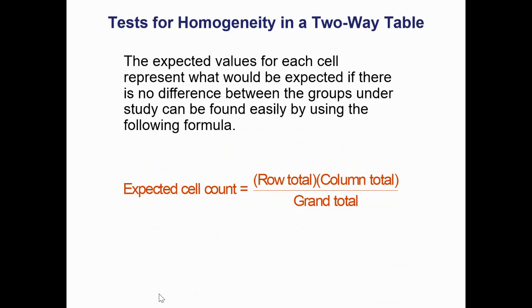Okay, so the expected values in each cell represent what would be expected if there was no difference between the groups under study. And we can find them like we just got from that example. You do row times column totals divided by the grand total. Row times column divided by grand total.